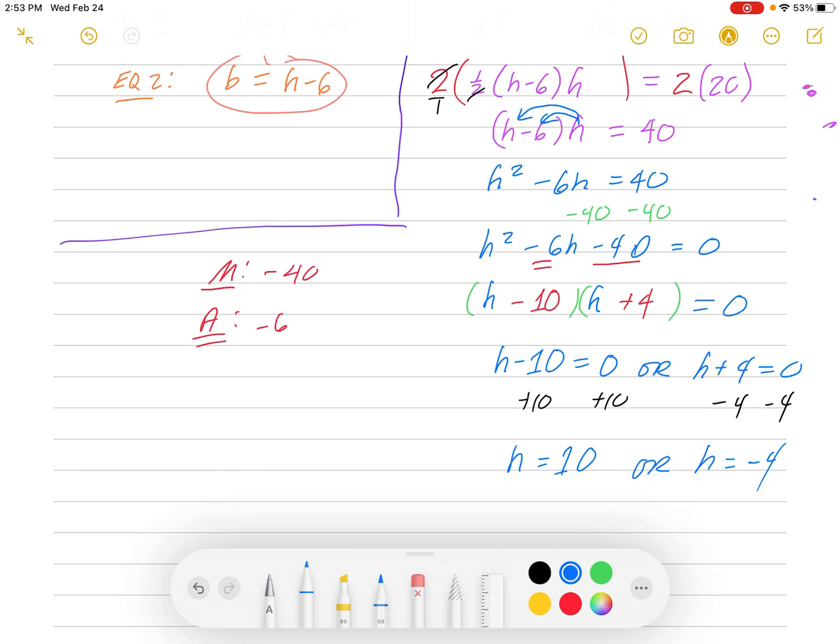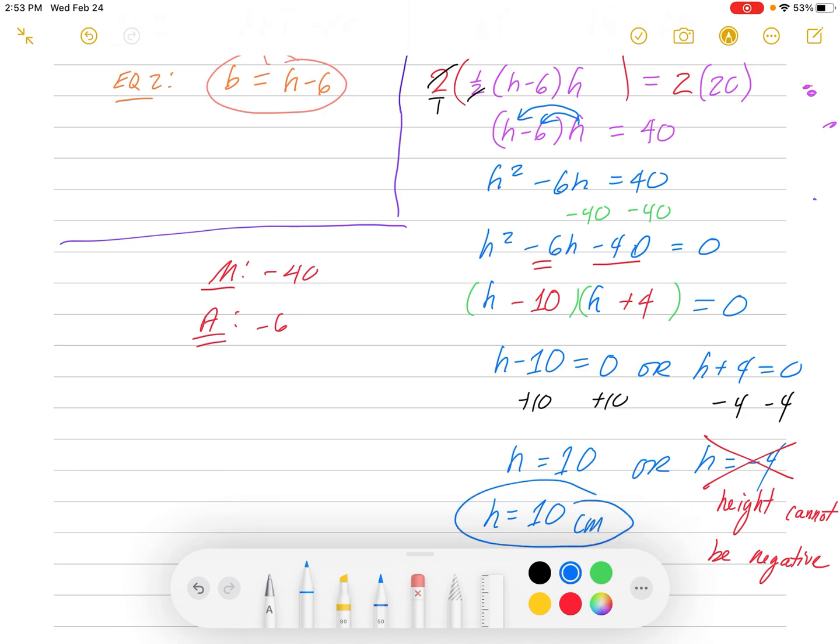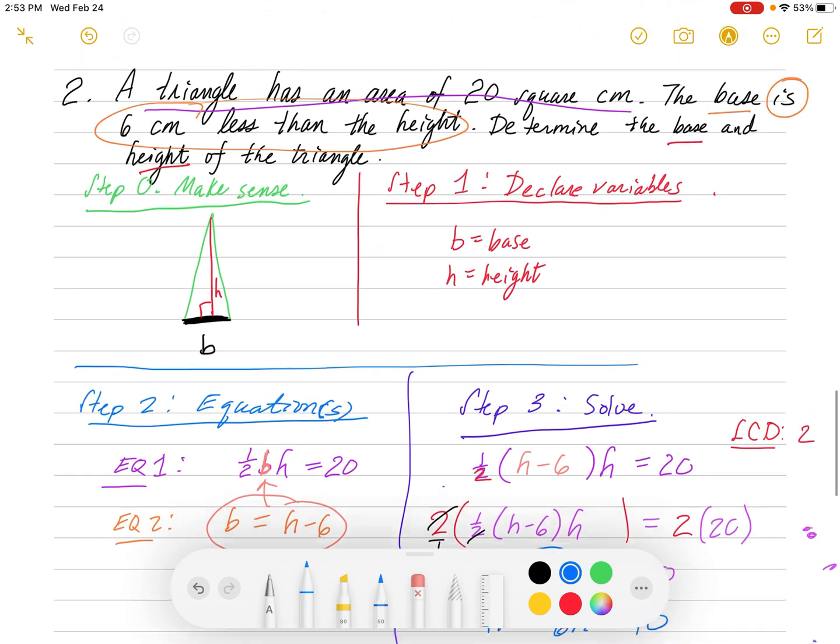Now immediately we know that one of these solutions cannot happen because if you think about the feasibility of your height, it has to always be a positive number, right? You can't have a negative height. You have to have a positive height because height is actually a length, right? It's a distance. And distances are always positive. So immediately we can rule out negative 4, right? Height cannot be negative, let's say it that way. So that means that the height here is 10 centimeters. That gives us only one dimension, the height.